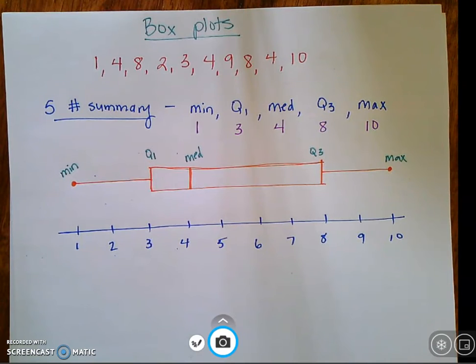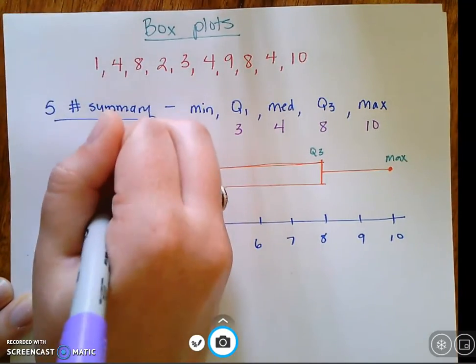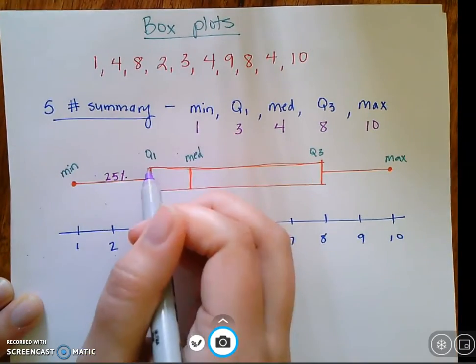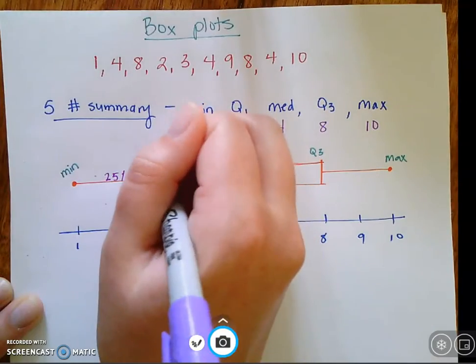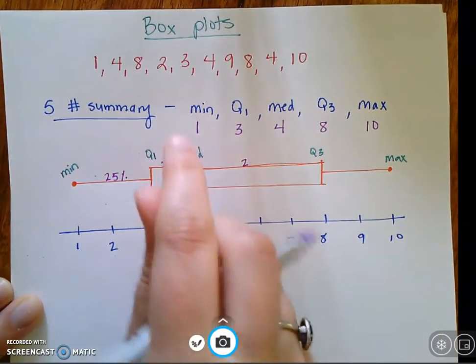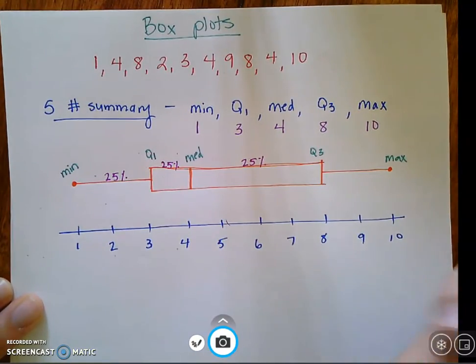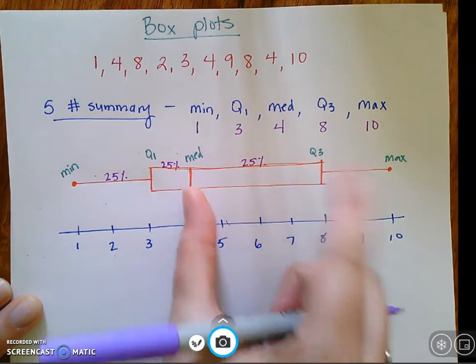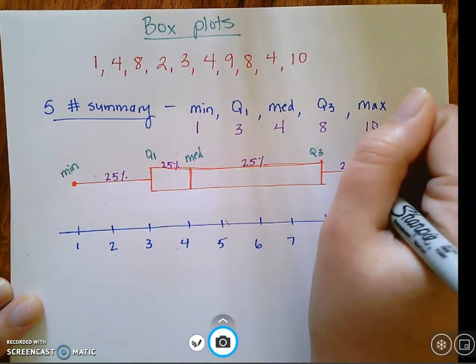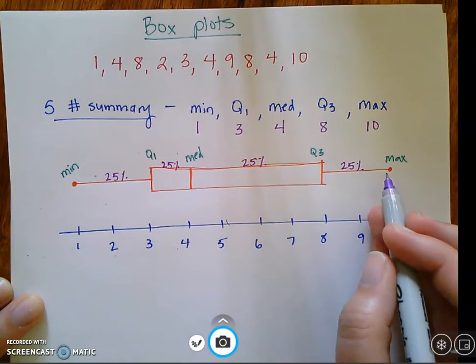Okay. Something I do want to note, though, is this splits your data up into quarters. What I mean by that is 25% of your data is from here to here. 25% of your data is from here to here. 25% of your data is from here to here. Now notice, this one is way smaller than this one. That does not matter, okay? Doesn't matter which one's bigger. This is how much data falls in this area. And then 25% is here. So notice 25, 25, 25, and 25 make up 100% of your data.